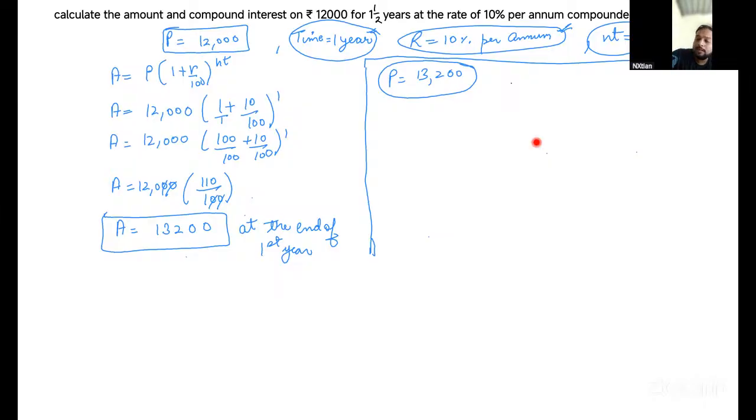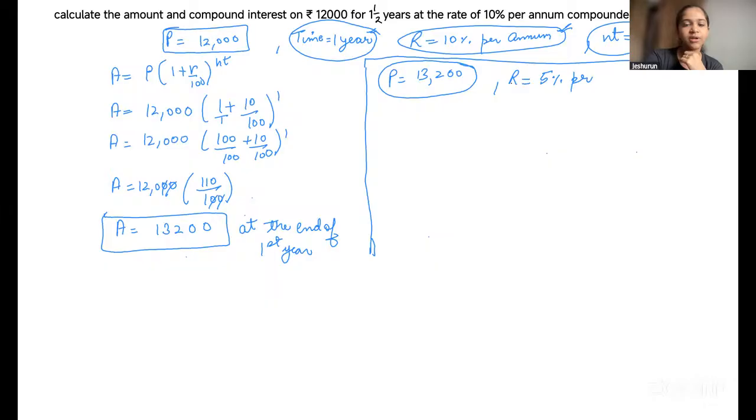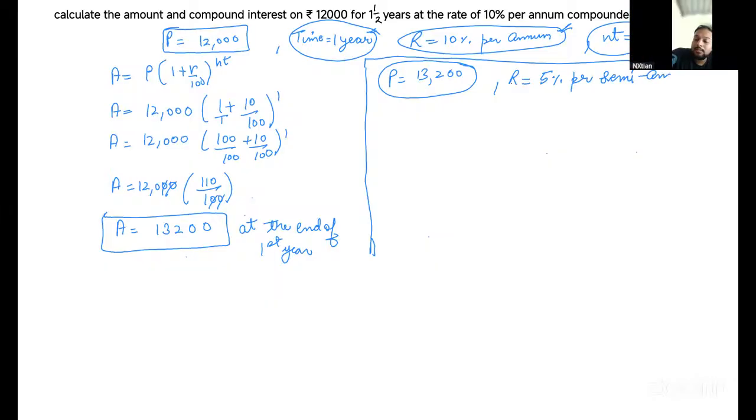Okay, so the principal becomes 13,200. And now the rate will become half. So can Jashan tell me why the rate becomes half? Because it's a half year. It's not a full year. We are calculating for the next half year, after calculating one year. So the time here is half year. That's why the rate becomes half.